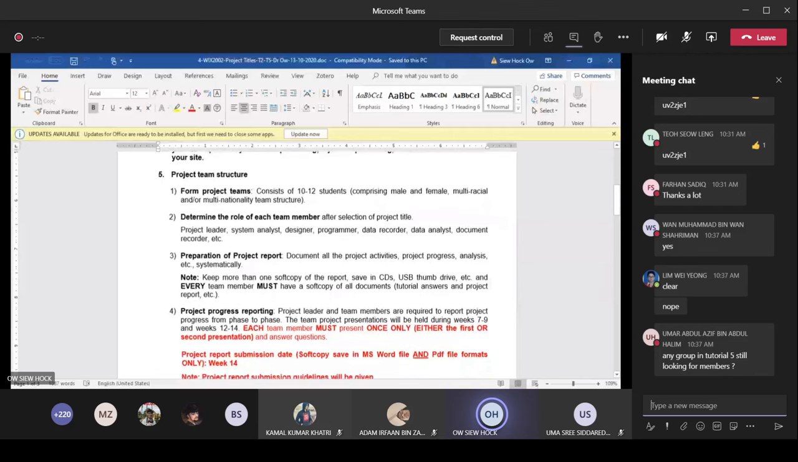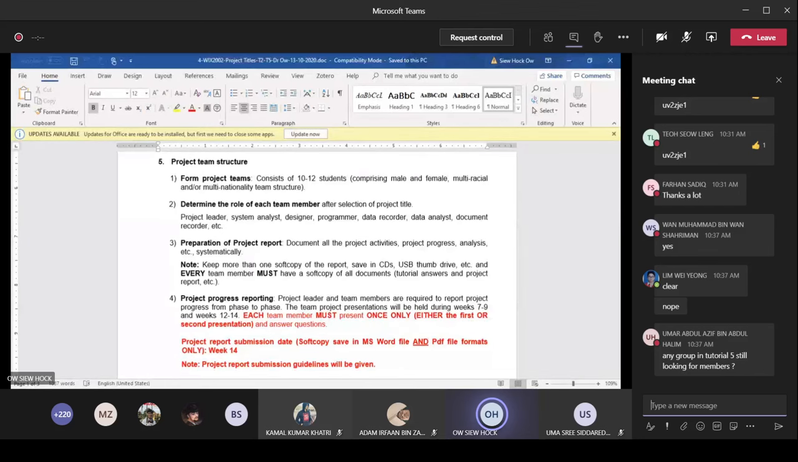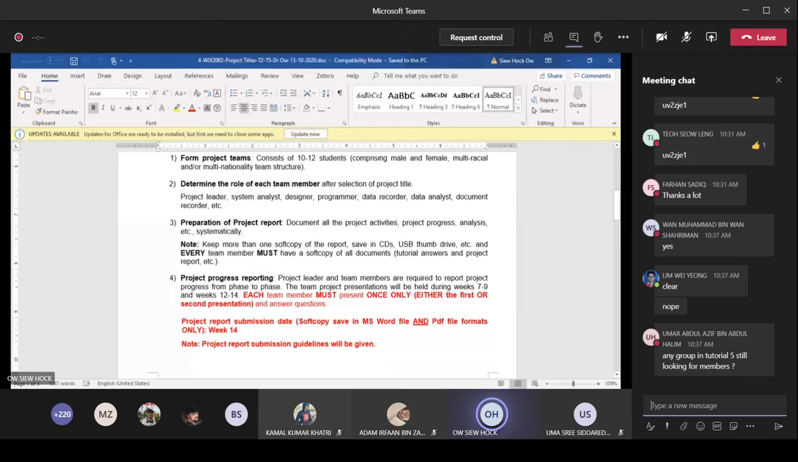For the project team structure, I already mentioned, and I believe most of you already have a project team now. You form your project team consisting of 10 to 12 students. Make sure you have male and female students, multi-racial. I don't want all Malay students in one group. You can have multi-nationality, and a foreign international student can join. Then that will be okay. Understand?